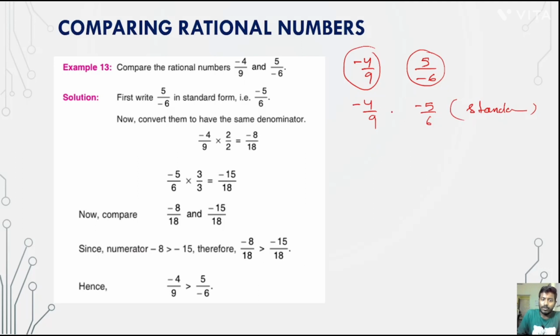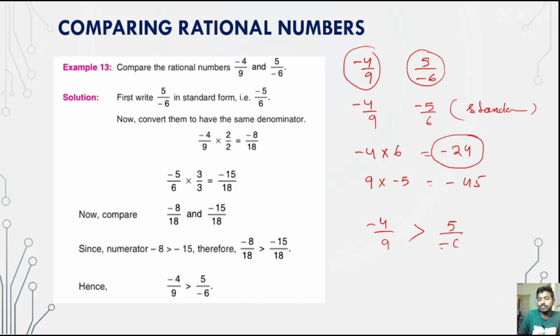Now multiply minus 4 into 6, again multiply 9 into minus 5. 4 sixes are 24, minus 24. Then 9 fives are 45, that is minus 45. So now which one is greater? The first one is greater, because among negative numbers the smaller one is greater. So write down minus 4 by 9 is greater than 5 divided by minus 6.